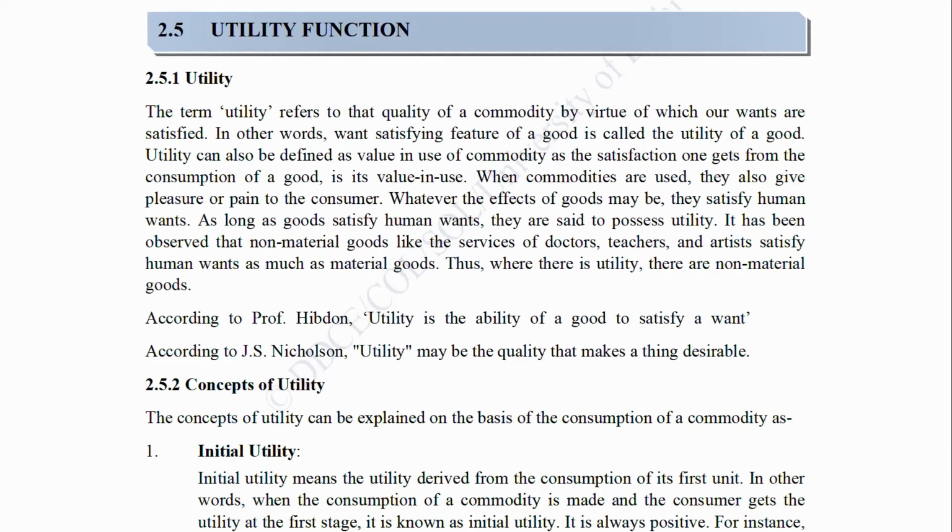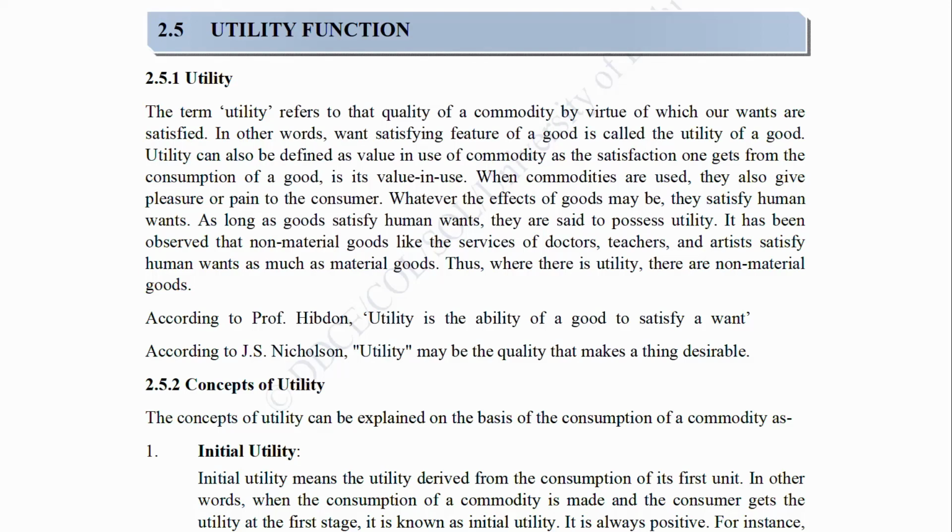2.5 Utility function. 2.5.1 Utility. The term utility refers to that quality of a commodity by virtue of which our wants are satisfied. In other words, the want-satisfying feature of a good is called the utility of a good. Utility can also be defined as the value in use of a commodity, as the satisfaction one gets from the consumption of a good is its value in use.